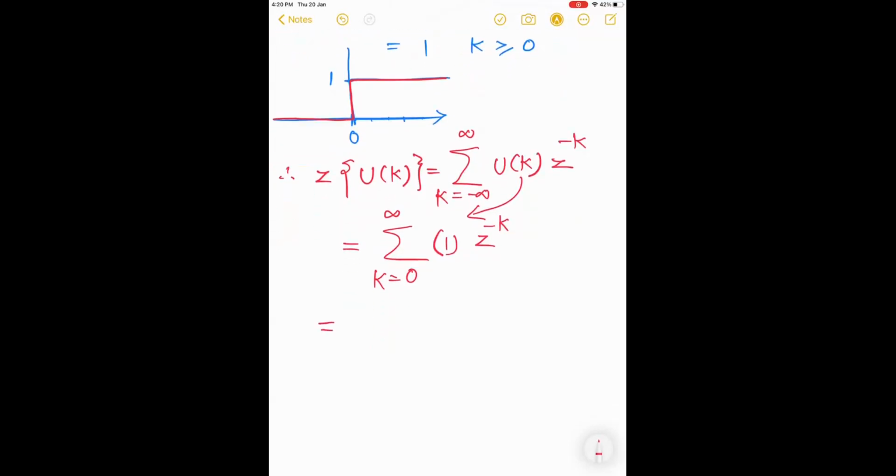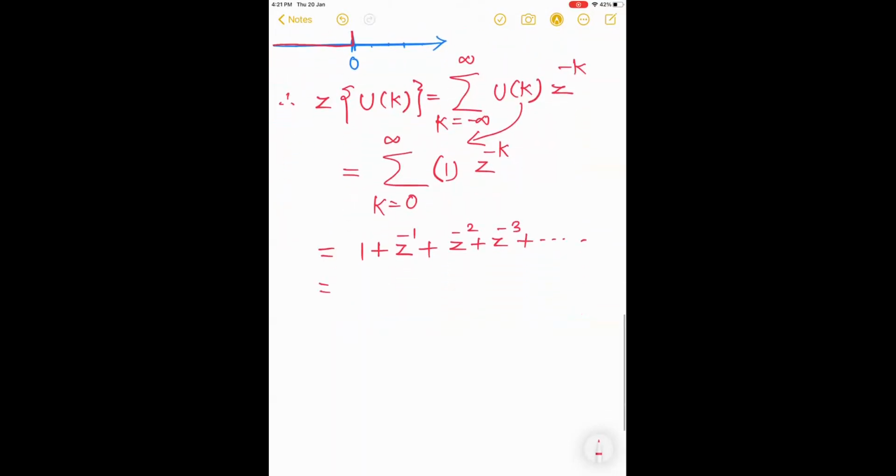Means what? If we put k equal to 0, your first term is 1. If we put k equal to 1, you will get z raised to minus 1, that is 1 upon z. If you put k equal to 2, this is z raised to minus 2. Then z raised to minus 3, and so on, up to infinity. That means actually it is 1 plus 1 upon z plus 1 upon z square plus 1 upon z cube and so on. This is the series you are getting in this case.